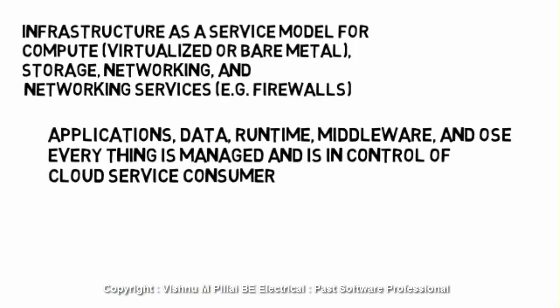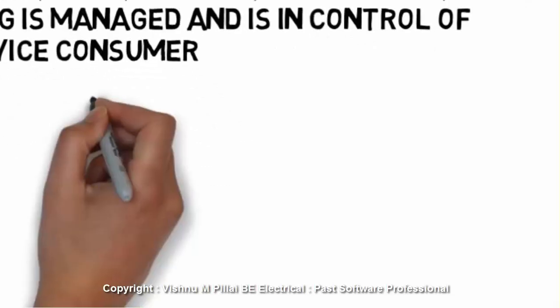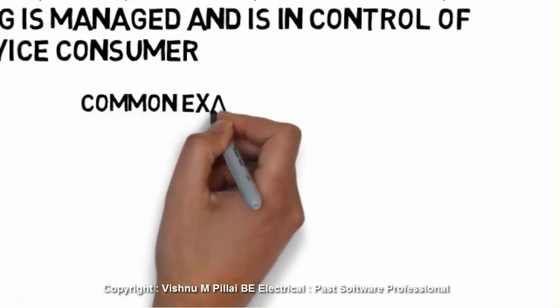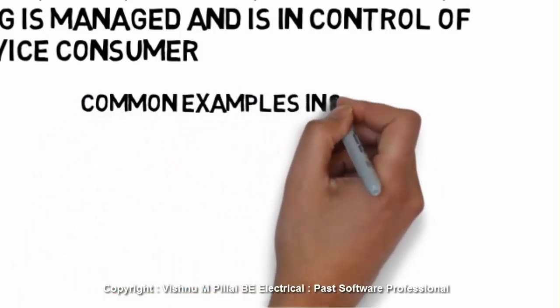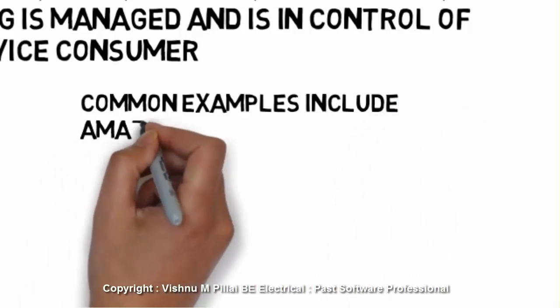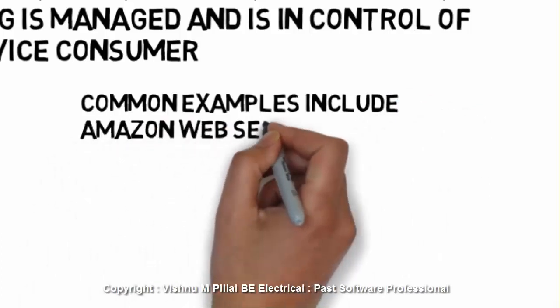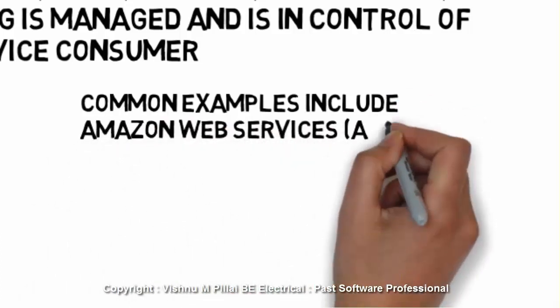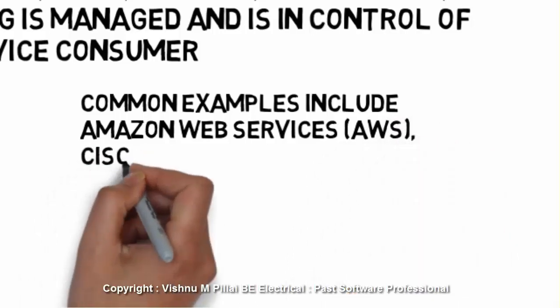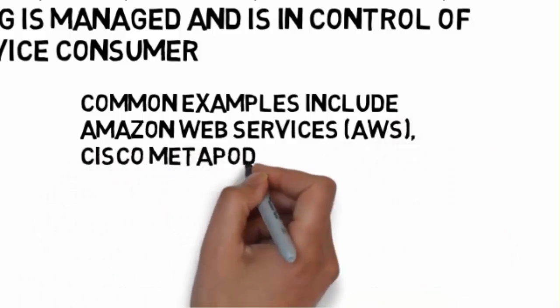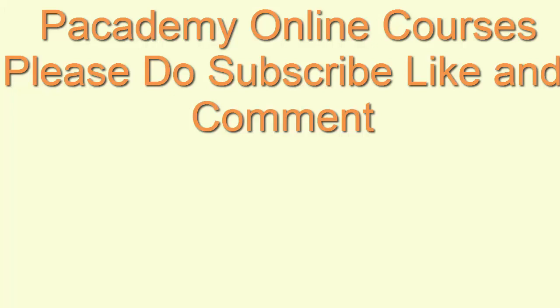This is essentially moving your server to the cloud. In cases where you have deployed your server bare metal and now you want to move it to the cloud, such a scenario can be an example of infrastructure as a service. Common examples include Amazon Web Services, which has an option for leasing out the infrastructure as a cloud. There is also Cisco Metapod and others.